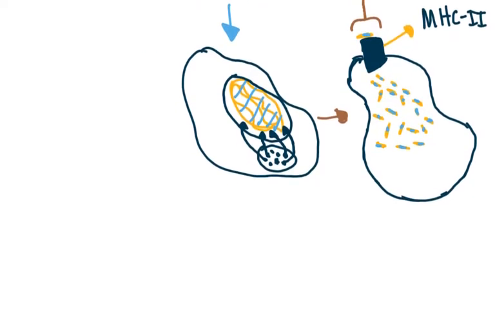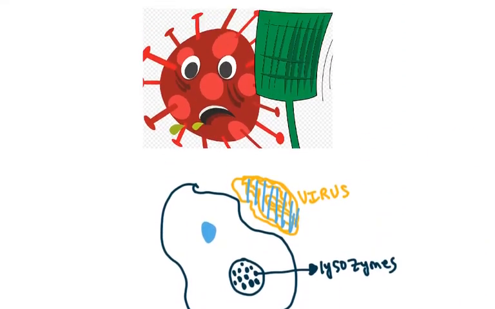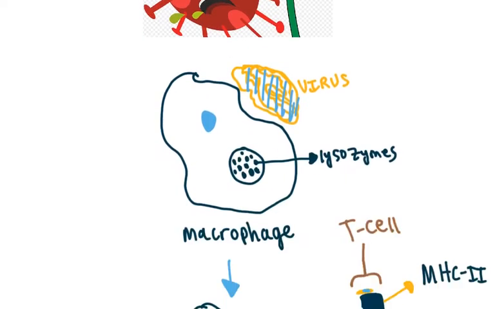So this right here, this process of the macrophage breaking the virus down into smaller pieces, smaller proteins, and presenting those proteins, those antigens, on the surface of the macrophage's membrane, specifically on the MHC2 complexes, is called antigen presentation.